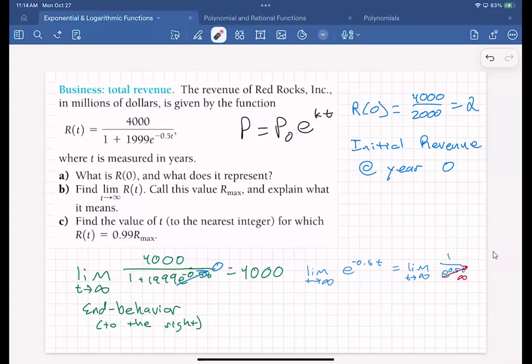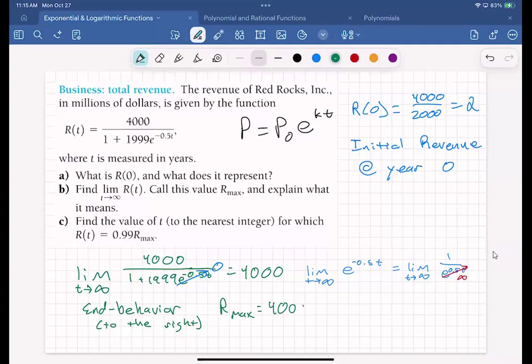Now, what does that mean to us though? As you see here, they want us to call this the R max, but why would they call this the R max? That's going to be the cap, right? But why use the letter R and why use the word max? That's going to be the maximum revenue that this function is showing that can be earned. Now, be careful here. What we're seeing here is the maximum revenue expected from this Red Rocks Incorporated.